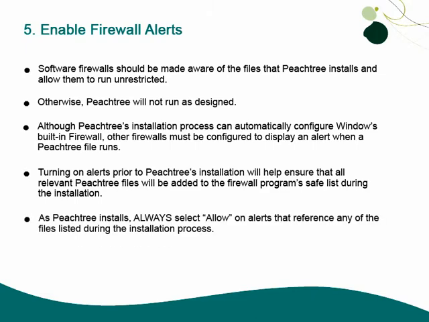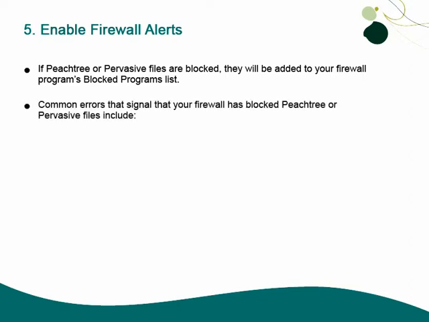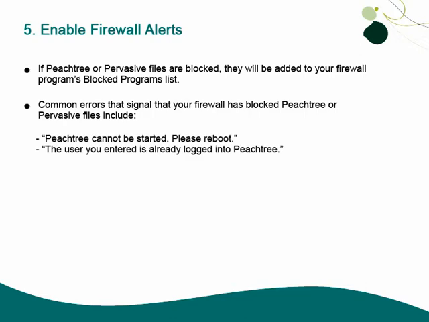As Peachtree is installed, always select Allow on alerts that reference any of the files listed during the installation process. If your firewall program blocks these files, they will be added to your firewall's blocked programs list and Peachtree will not run properly. Common errors that signal that your firewall has blocked Peachtree files include "Peachtree cannot be started, please reboot" and "the user you entered is already logged into Peachtree."